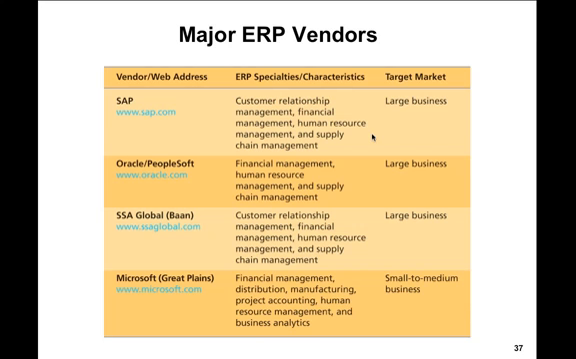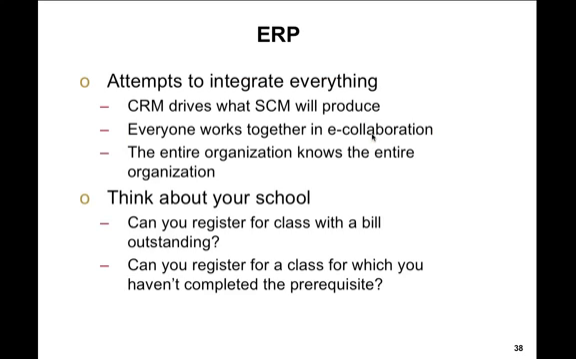SSA, Global Bean, same kind of concept. Microsoft, Great Plains, small to medium size. So what we're looking at is just a couple of different major vendors in the market. Not to say that anything new has come out, but I really don't think so. We're looking at 3.5-ish, possibly 3. If I were to say, we'd probably have more SAP than anything else out there. PeopleSoft would come next, but PeopleSoft is just so difficult to work with.